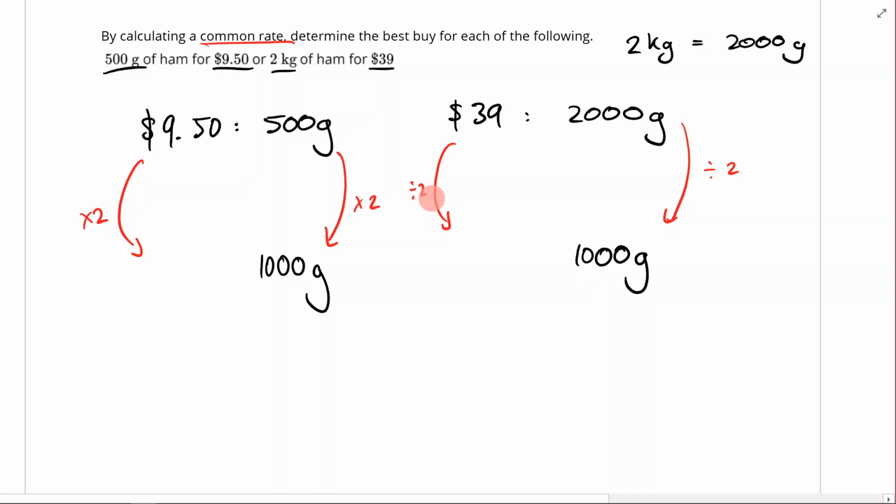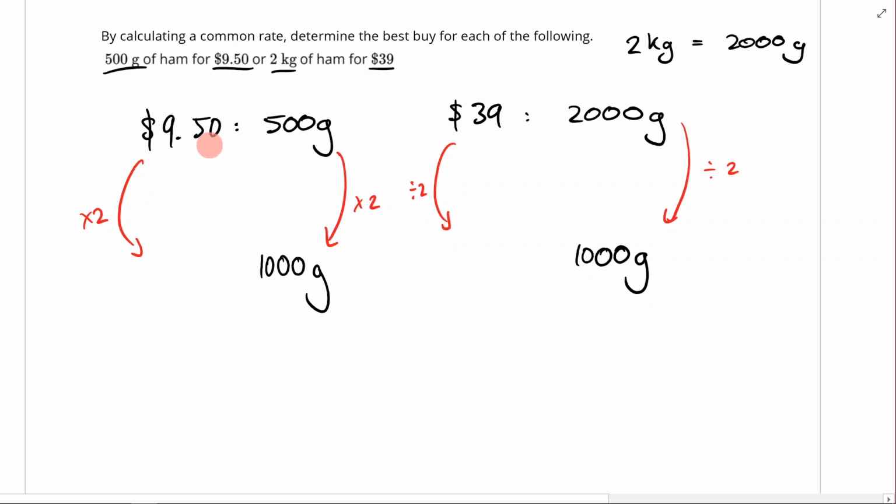So do you see how I'm not just blindly always finding the unit price? Sometimes I'm after that common rate, which is just a number that's easy to get to, because as long as they're the same, I can compare them. They just need to be the same. That's the really important part. All right.